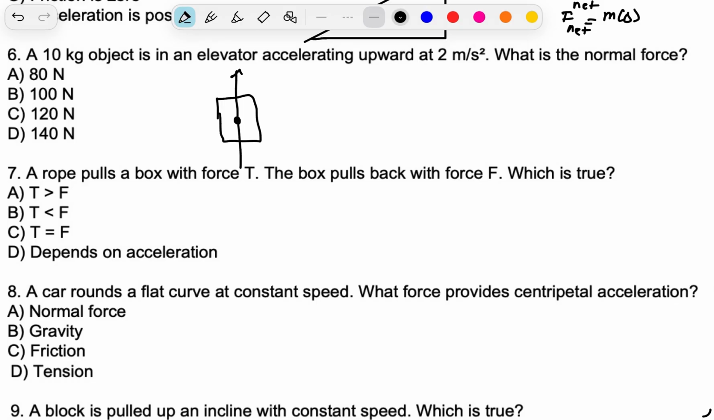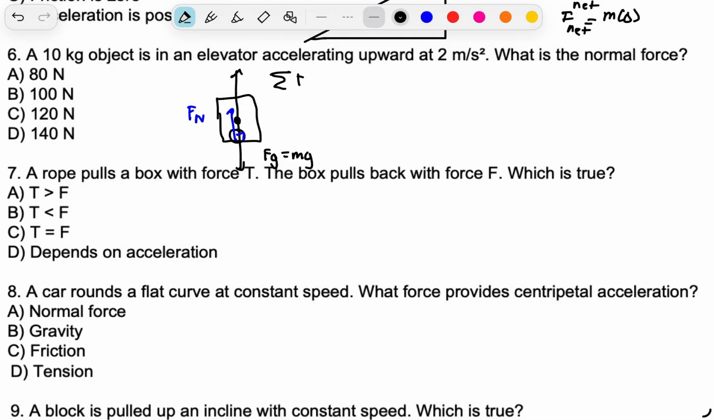So at the center of the elevator, we have our force of gravity, mg, and then we also have the object inside of the elevator, which is going to have an upward force that is normal, perpendicular to the surface, Fn. So let's sum our forces.